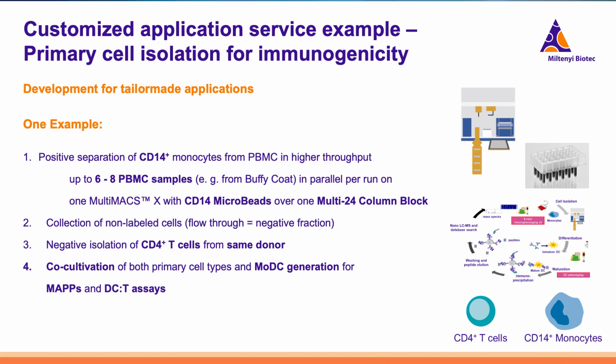After that, the non-labeled cells, so the flow-through, the negative fraction, is collected, and from this flow-through, the CD4 positive T cells from the same donor are isolated untouched with an isolation kit, to have at the end both cell types, so the monocytes and the T cells, derived from the same donor, to do co-cultivation of both primary cells, first for model-seed generation of the monocytes, and then for the MAPS assay or for DC T cell assays.